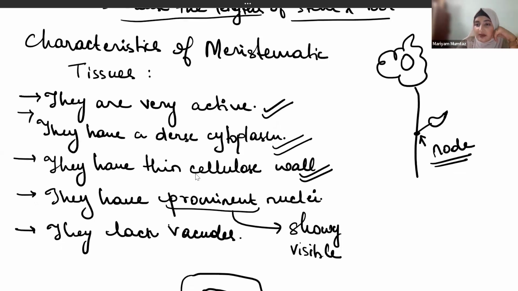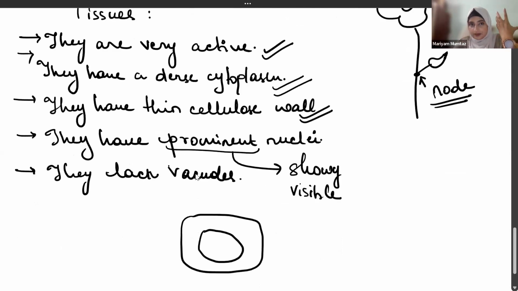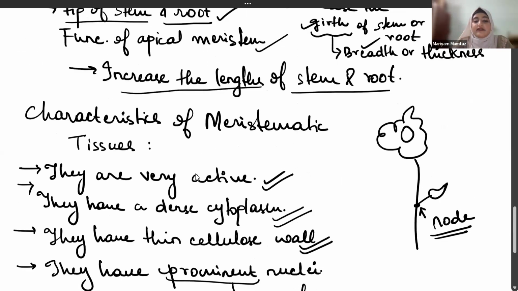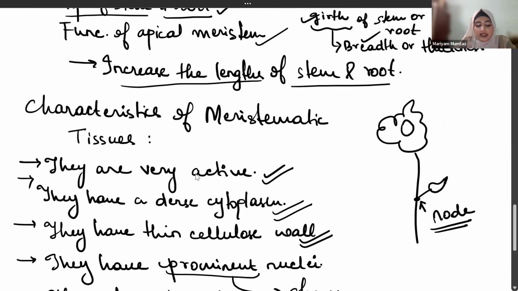They have a prominent nuclei. The nucleus which is there in the meristematic tissue is prominent. Prominent meaning you can easily see the nucleus of that cell or that tissue. Easily visible. So that is a prominent nuclei. And the meristematic tissues do not have vacuoles. They have no vacuoles. Understood? So this was all the characteristic features of the meristematic tissue.